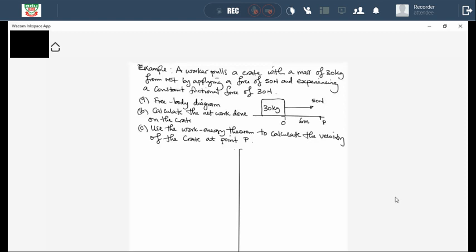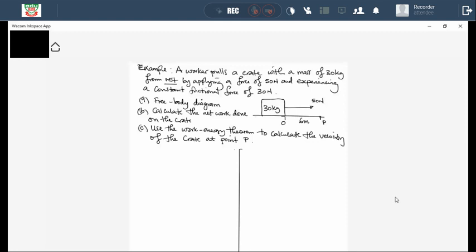I think we need to underline the term rest there. When something is at rest, it means it's not moving, so its velocity is 0 meters per second. By applying a force of 50 newtons and experiencing a constant frictional force of 30 newtons. Maybe I need to make a quick comment on frictional force. Frictional force always opposes motion. That is very important for us to remember. All right, so that's the diagram.